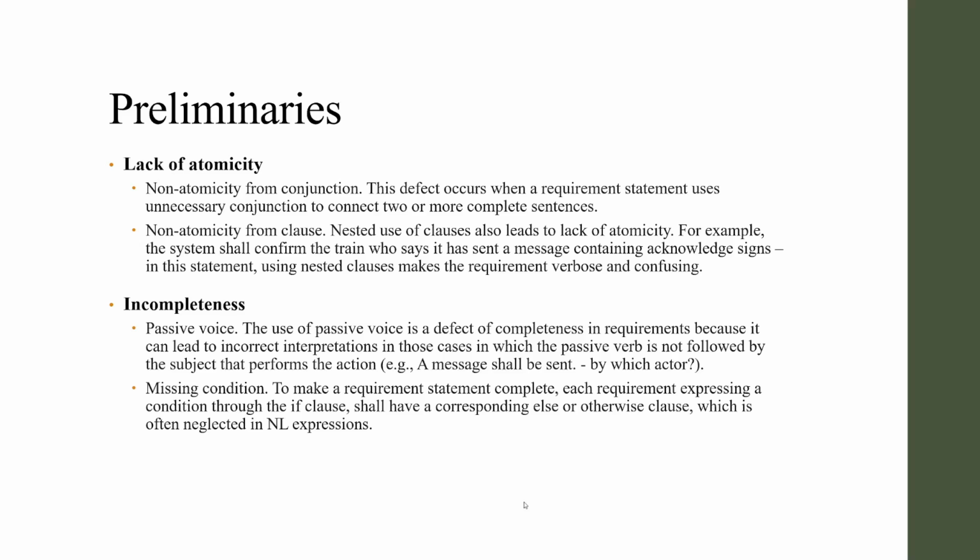If any of the actor, the function, and the condition of a requirement statement is missing, we consider this statement as incomplete. Based on the principle, we defined two types of defects that lead to incompleteness, corresponding to factors that might be missing. The first type is passive voice. The use of passive voice is a defect of completeness in requirements because it can lead to incorrect interpretations in those cases in which the passive verb is not followed by the subject that performs the action.